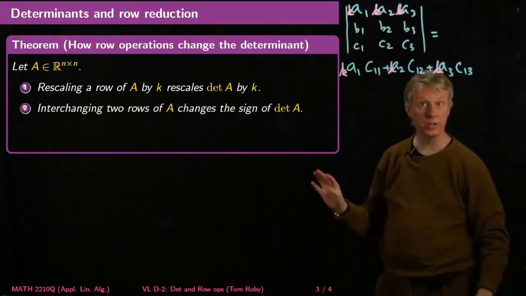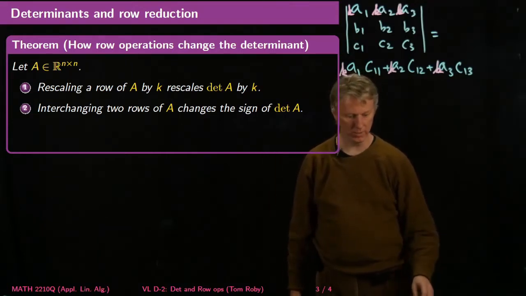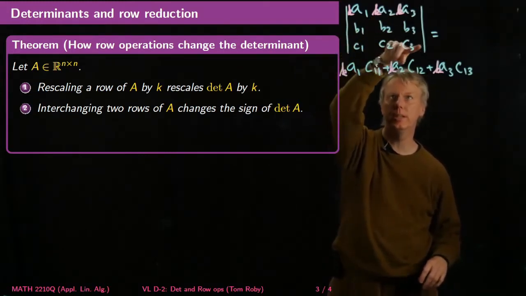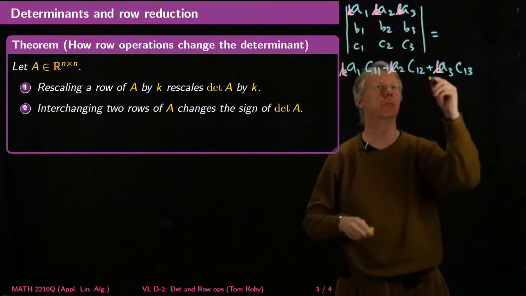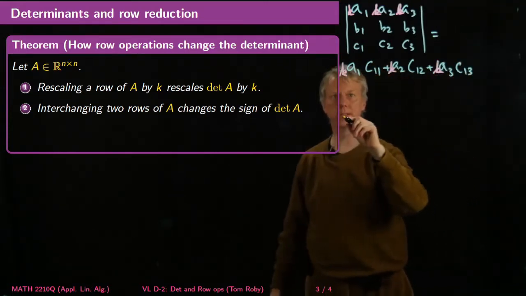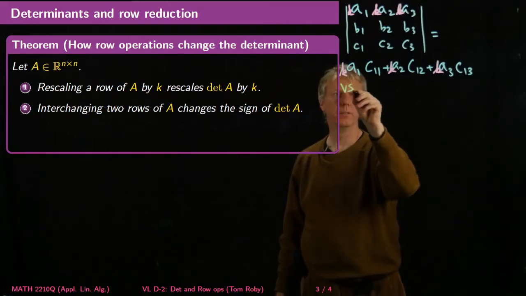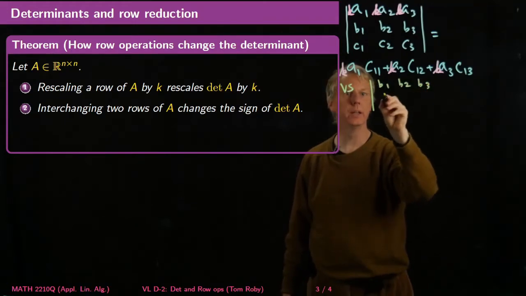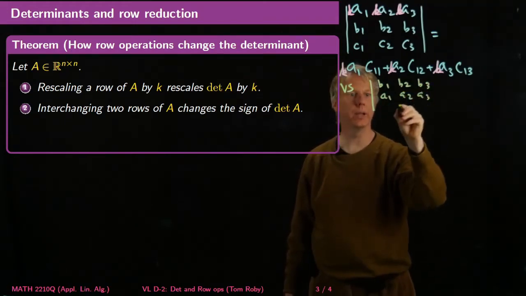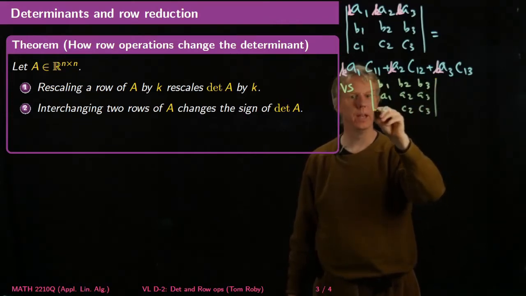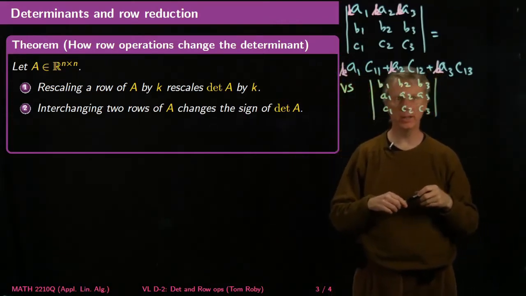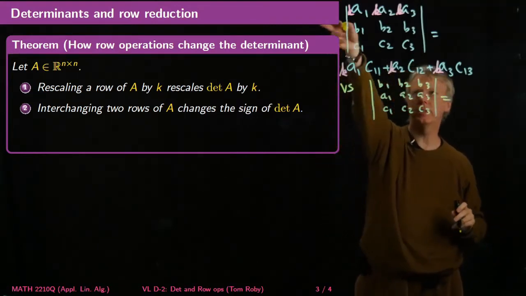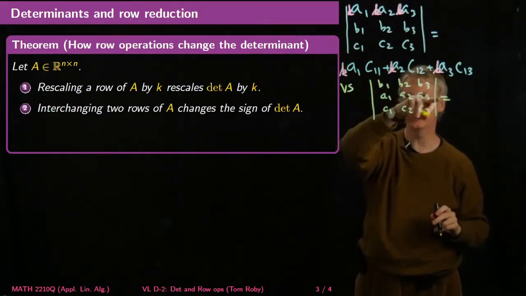Let's take a look at the interchange operation. What happens if I interchange two rows? Instead of having A1, A2, A3, B1, B2, B3, C1, C2, C3, suppose I switch the top two rows: B1, B2, B3, A1, A2, A3, C1, C2, C3. Now, because I'm keeping track of signs, I need to be a little more careful. I still want to expand around row A so that I get something similar in form to the original.